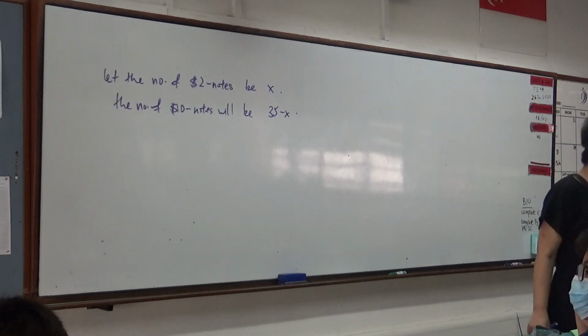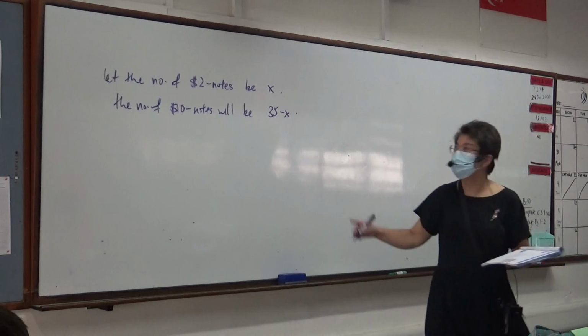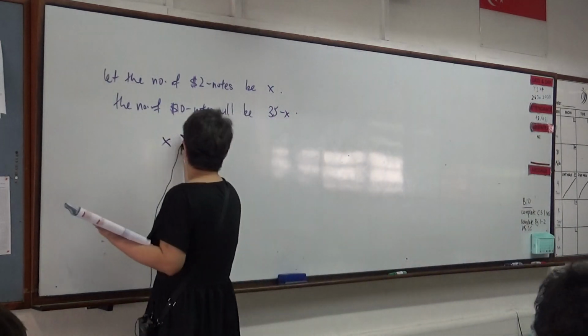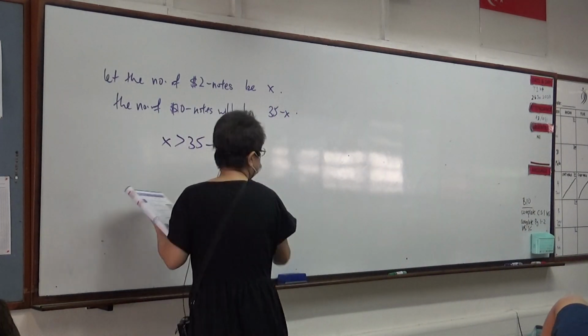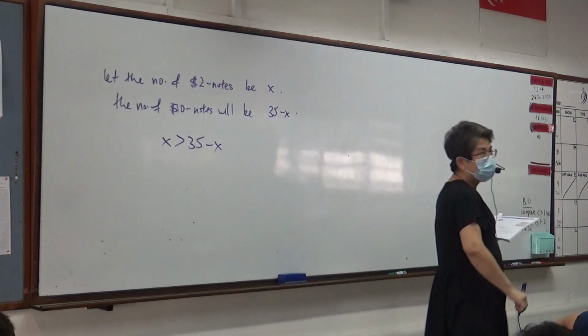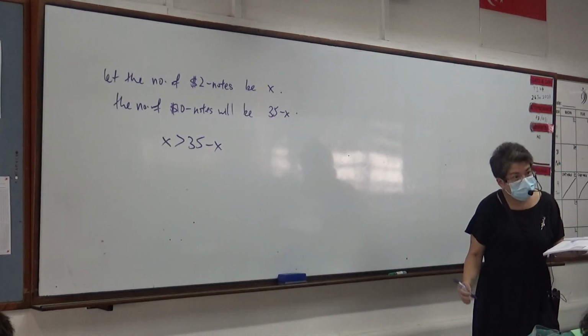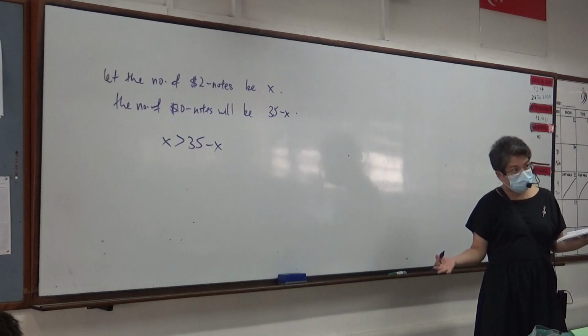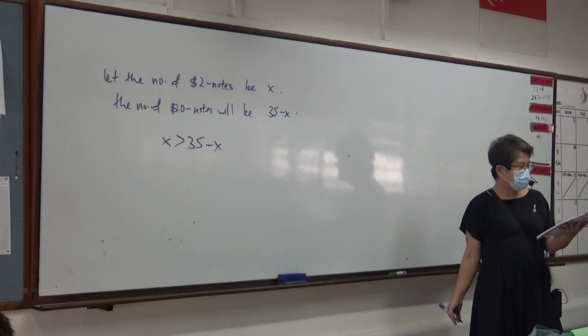Now, they say what? There are more $2 notes than $10 notes. That means x must be bigger than 35 minus x, right? More $2 notes than $10 notes. Okay, class? So this is the first inequality.